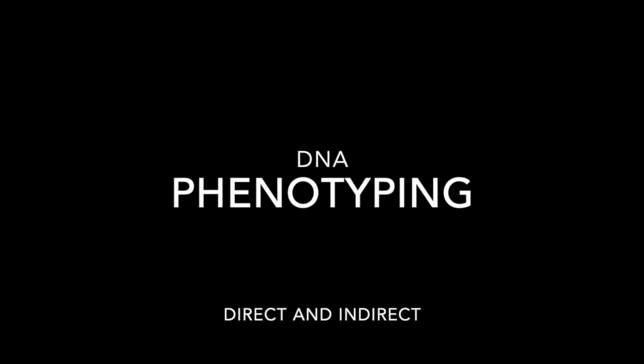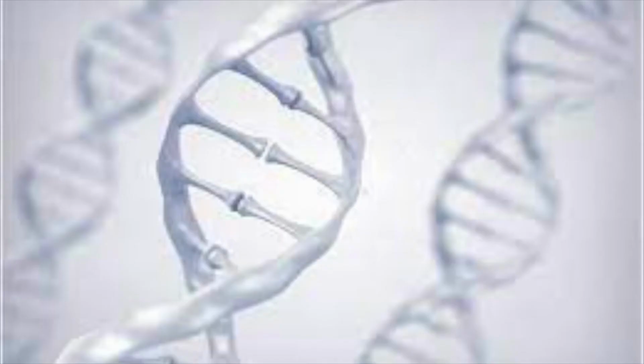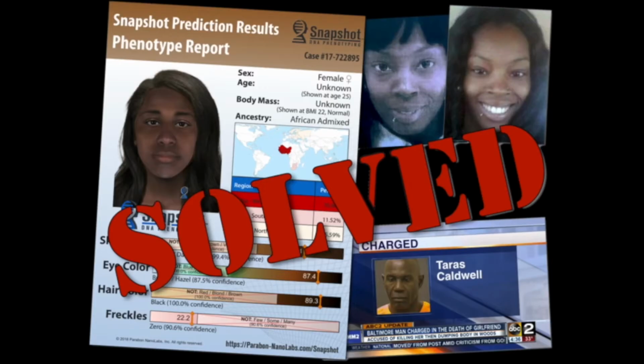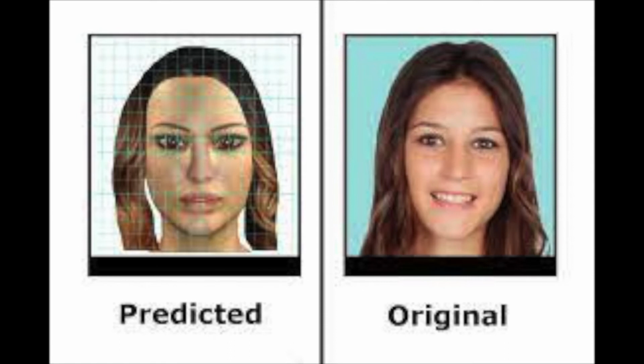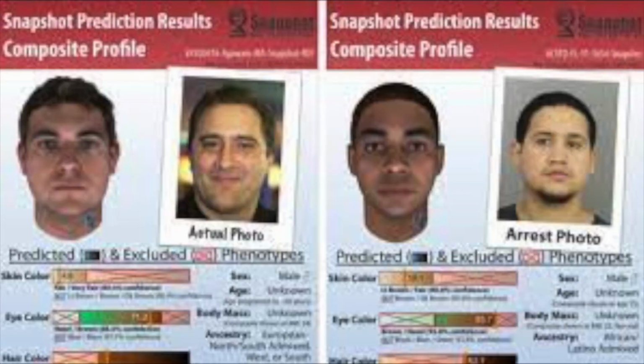I'm going to be talking about DNA phenotyping, which is pretty much predicting the appearance and biogeographic ancestry of a human being. The scientific definition is the science of predicting an organism's observable physical or biochemical characteristics by using only genetic information from DNA sequencing or genotyping. It's also known as molecular photofitting. It's primarily used to predict a person's physical appearance and/or ancestry for forensic purposes.